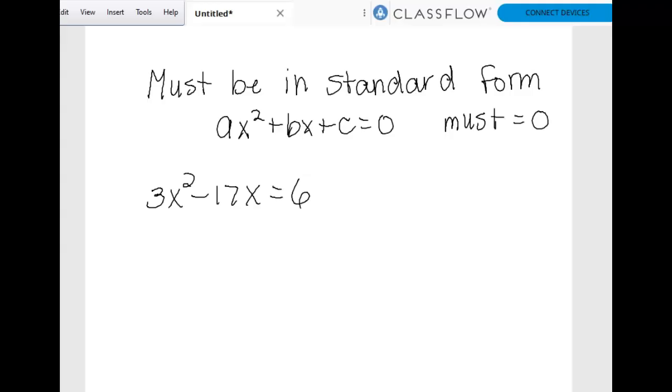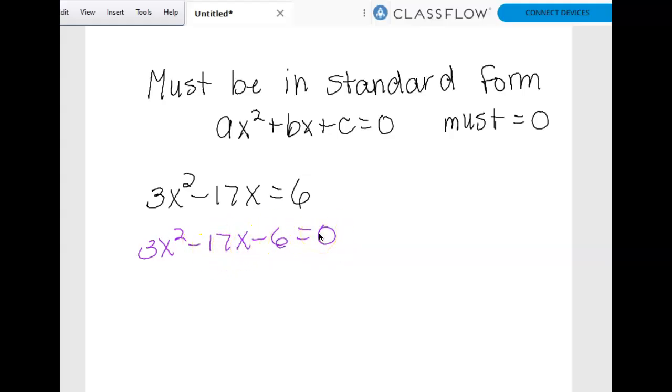So why are we moving the 6? Why didn't I move the 3x squared? It would take more steps, but why else? What has to be true for the x squared? It has to be positive, so I don't want to move the x squared. So I'm going to move the 6, so I'm going to have 3x squared minus 17x minus 6.